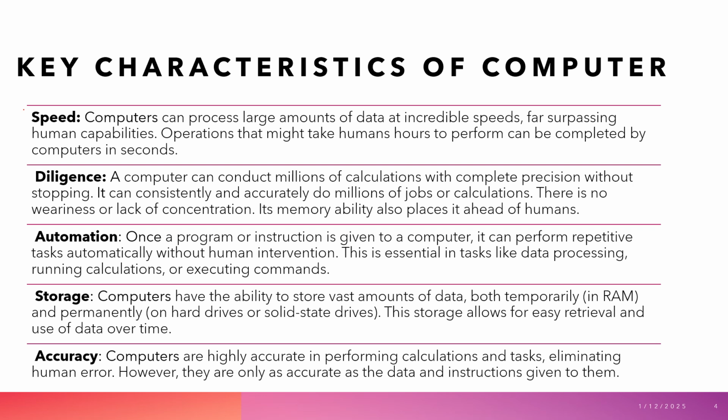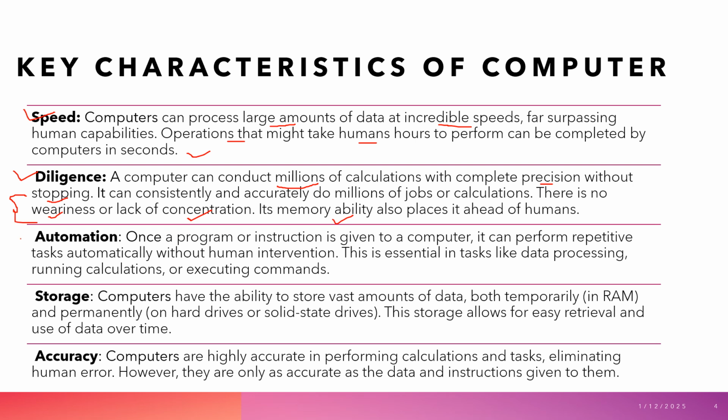The first characteristic is speed. As we know, computers have the capability to process large amounts of data at very fast speed. That means that the operations that could be performed by humans in hours could be performed by computers in mere seconds. The next is diligence, which means the ability to perform repetitive tasks or a large task without getting tired. So we know that a computer can conduct millions of calculations with complete accuracy without stopping, getting tired, or lacking concentration. Also, the computers have the large memory ability. That means they can store a large amount of data as compared to humans.